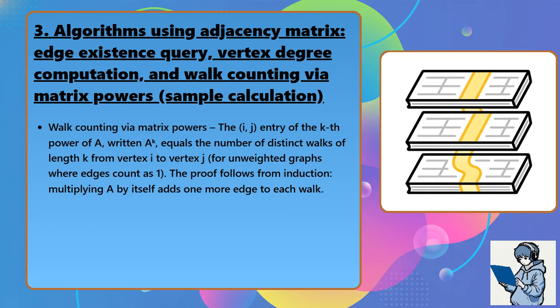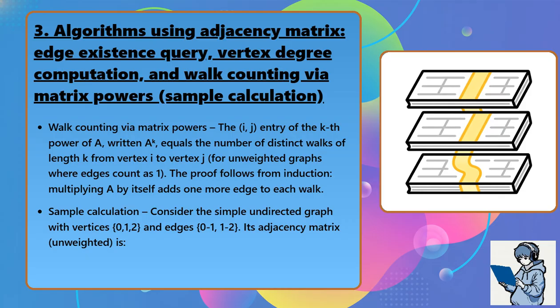Walk counting via matrix powers. The (i, j) entry of the kth power of A, written A to the k, equals the number of distinct walks of length k from vertex i to vertex j for unweighted graphs where edges count as 1. The proof follows from induction. Multiplying A by itself adds one more edge to each walk.